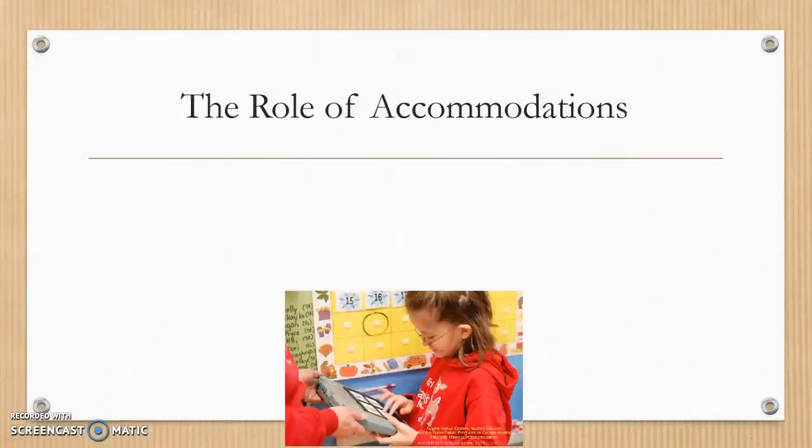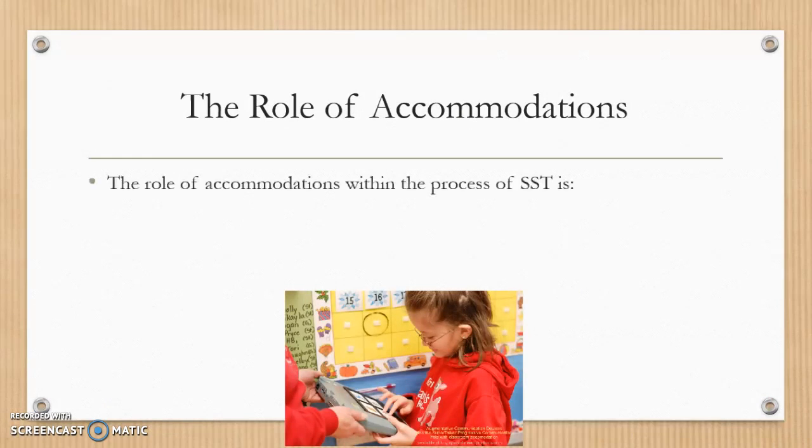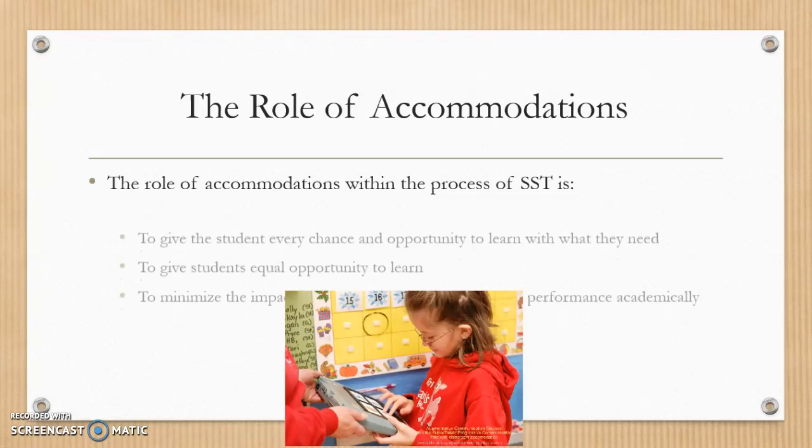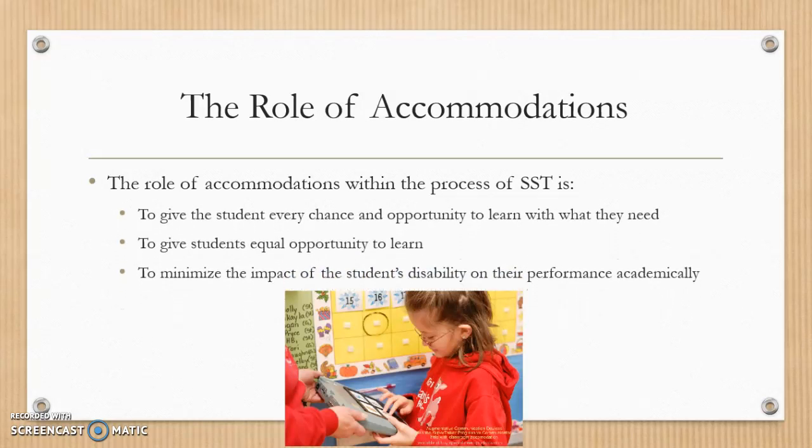The role of accommodations for this child within the process of the SST is to give the students every opportunity and chance to learn with what they need, to give students equal opportunity to learn, and to minimize the impact of students' disabilities on their performance academically.